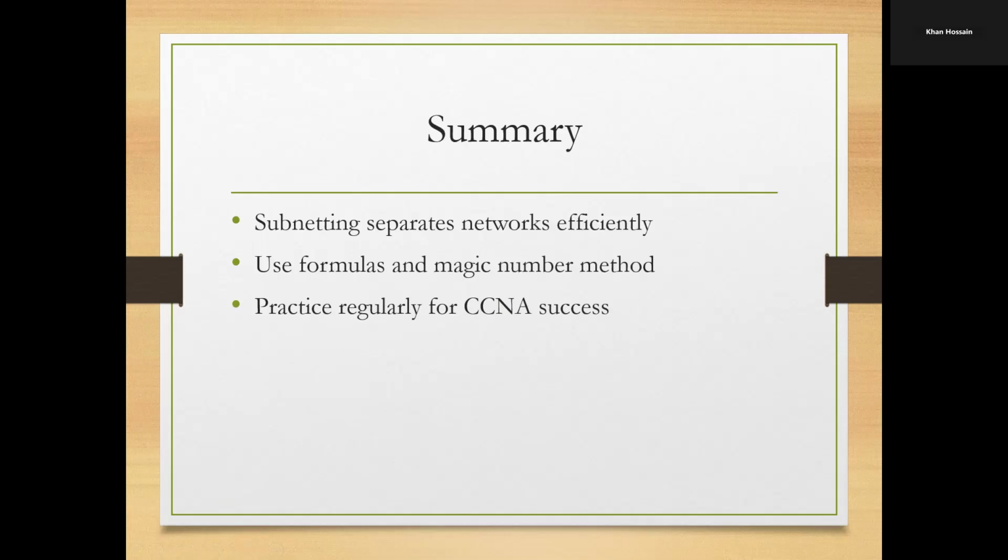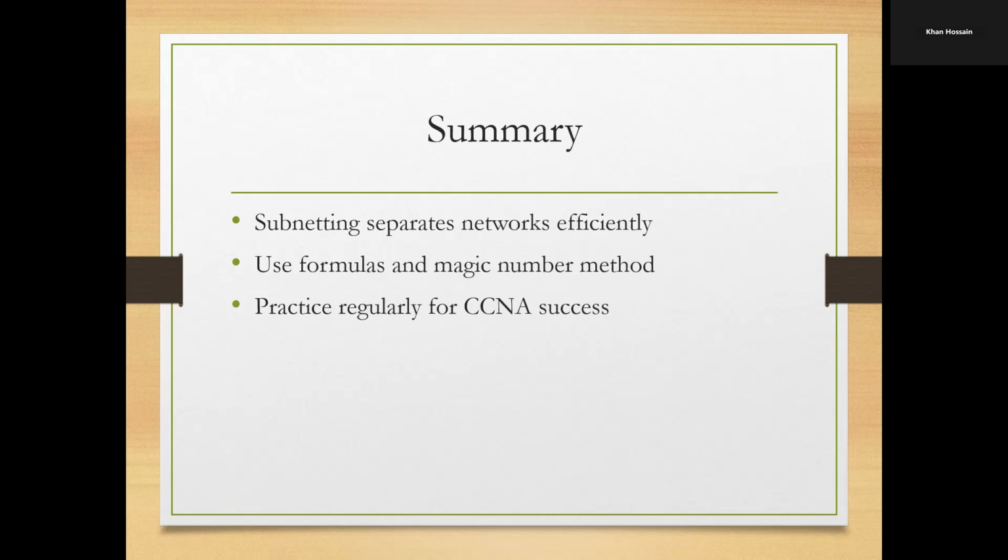So we reviewed several key subnetting concepts that are essential for success on the CCNA exam. We discussed how subnetting divides networks, how to calculate usable hosts, how to determine subnet ranges using the magic number method, and how to solve typical exam-style questions step by step.